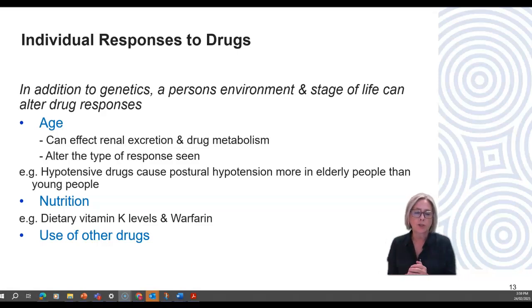And of course, the use of other drugs, so polypharmacy. It's very well timed here because I'm going to be talking about drug interactions in the next recording. So having polypharmacy issues, where there are drug-drug interactions and adverse drug reactions, will also alter that individual response to a particular drug.